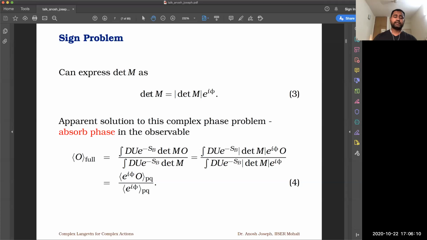Let's express the determinant in polar decomposition, with a phase e^{iφ}. Then the apparent solution to this complex phase problem is that we can absorb this phase into the observable, which is phase reweighting. We can write the expectation value of an observable in this way. In the numerator, we have this observable inserted into the expression for the partition function. Then we do this polar decomposition, and we take the ratio, with this phase appearing in the picture.